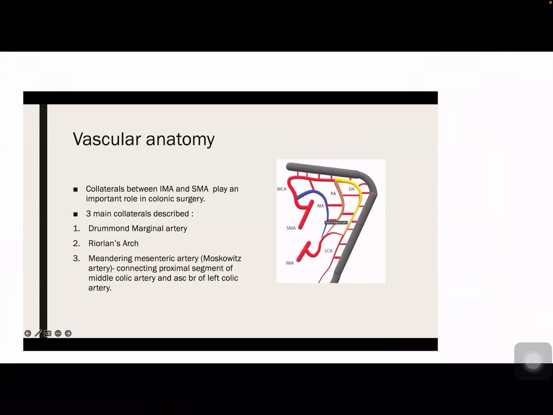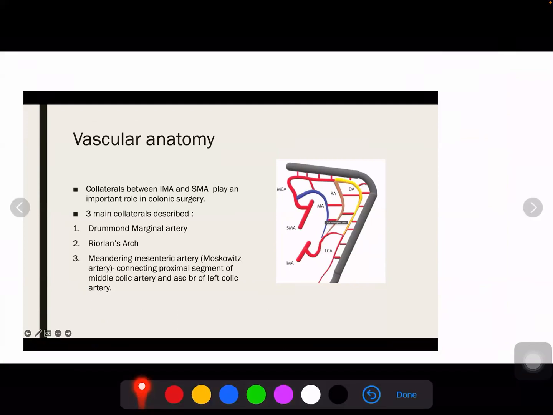Then you have the second link, which is, so this is the marginal artery of Drummond, which may sometimes be absent. And then you have the Riolan's arch. So you have to make sure when you're mobilizing this colon, this arch doesn't get damaged. Sometimes after an anterior resection and left colon mobilization, you can get ischemia of the colon. This can happen in very obese people when there is bleeding from the mesentery.